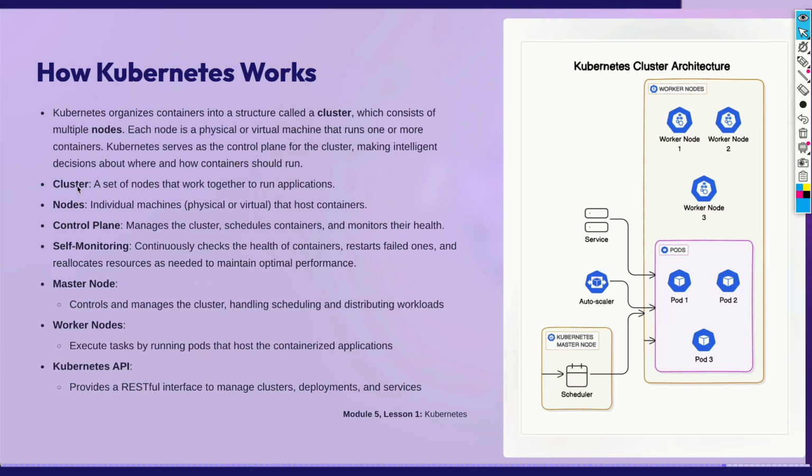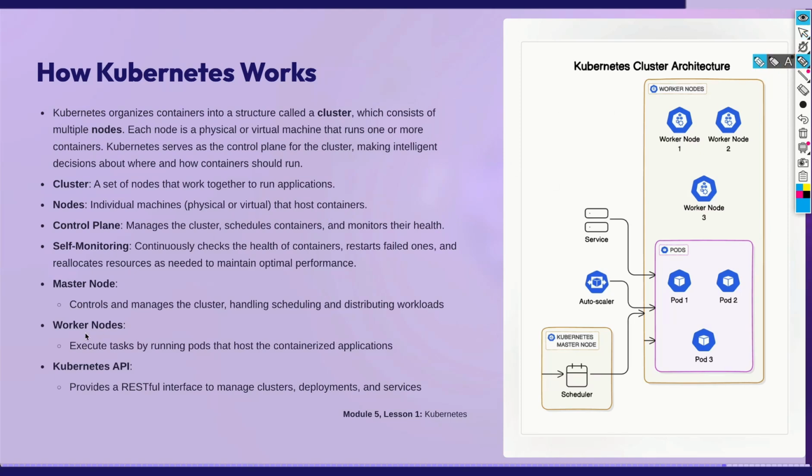So quick definition recap, a cluster is just a set of nodes that work together to run the applications. Nodes are individual machines, physical or virtual, that host those containers, and the control plane just manages the cluster, schedules containers, and monitors their health. Remember that Kubernetes is self-monitoring, so it continuously checks the health of these containers, and it will restart failed ones and reallocate resources as needed to maintain optimal performance.